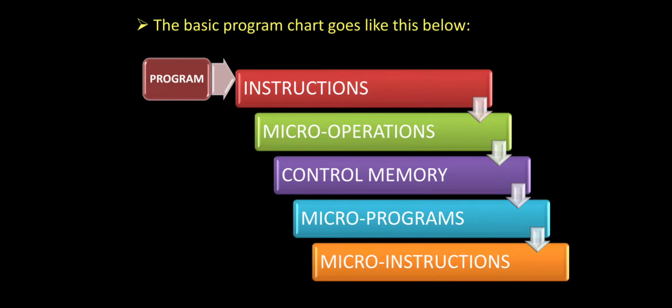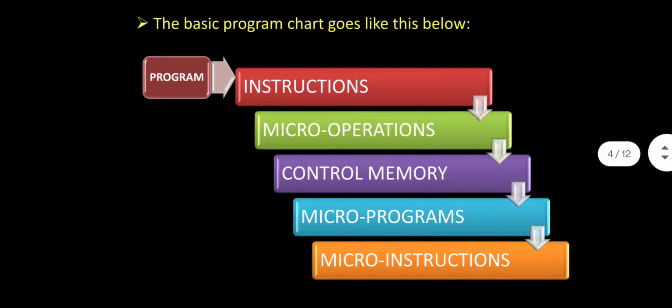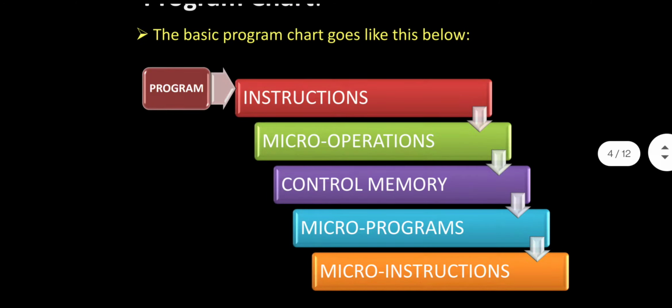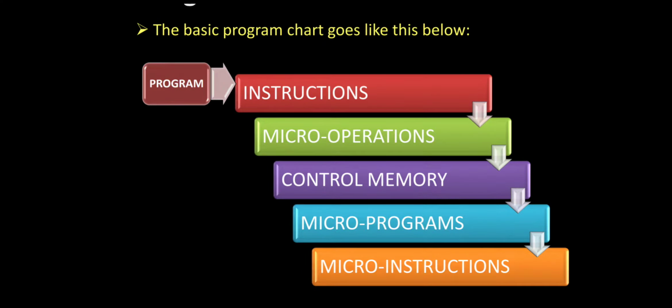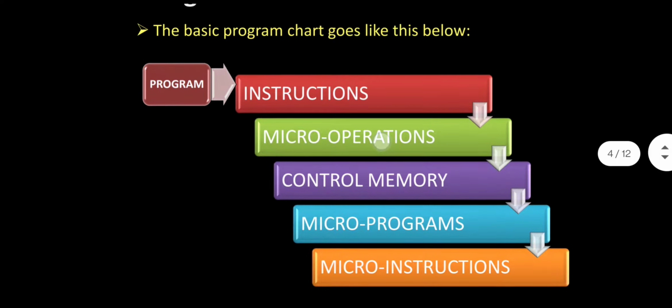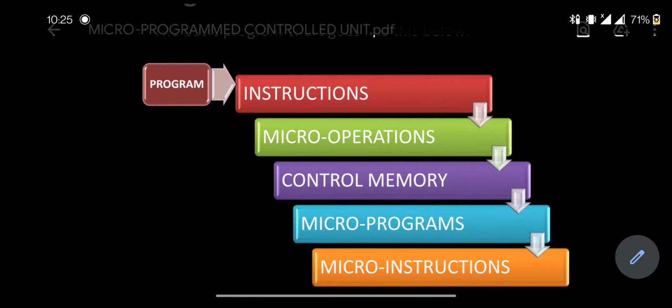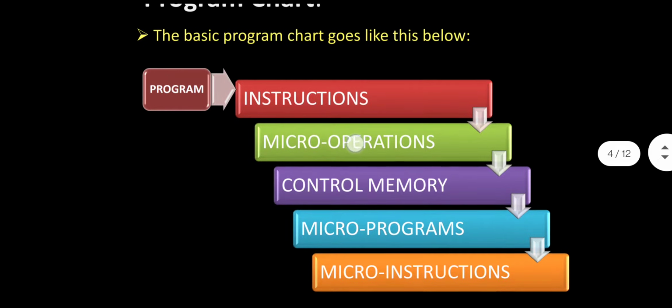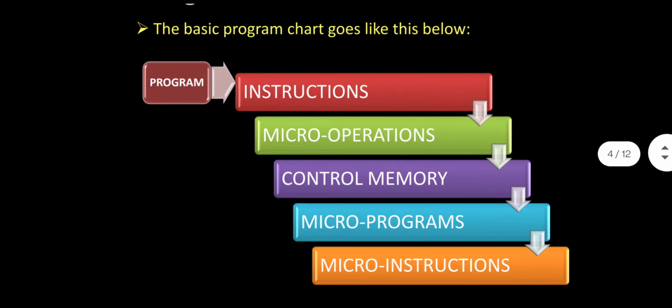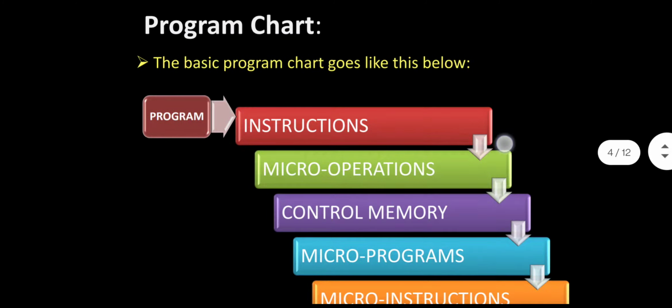As I said, we can go from bottom to top: a set of microinstructions is called the microprogram, and these microprograms are placed in a control memory, and this control memory is responsible for producing the control signals, and the micro operations are performed using the control signals produced by this control memory. So each and every instruction is performed using the micro operations, and the set of instructions is known as the program. So this is about the microprogrammed control unit.